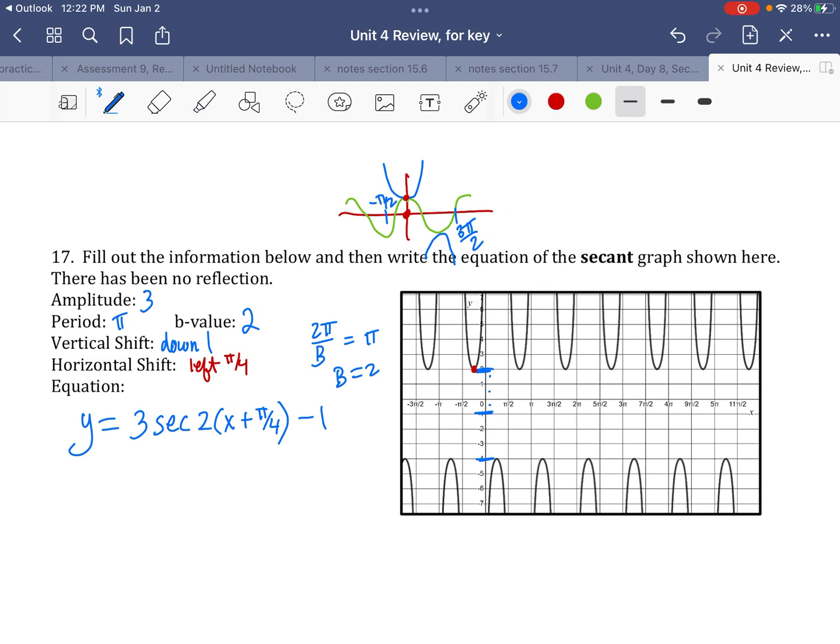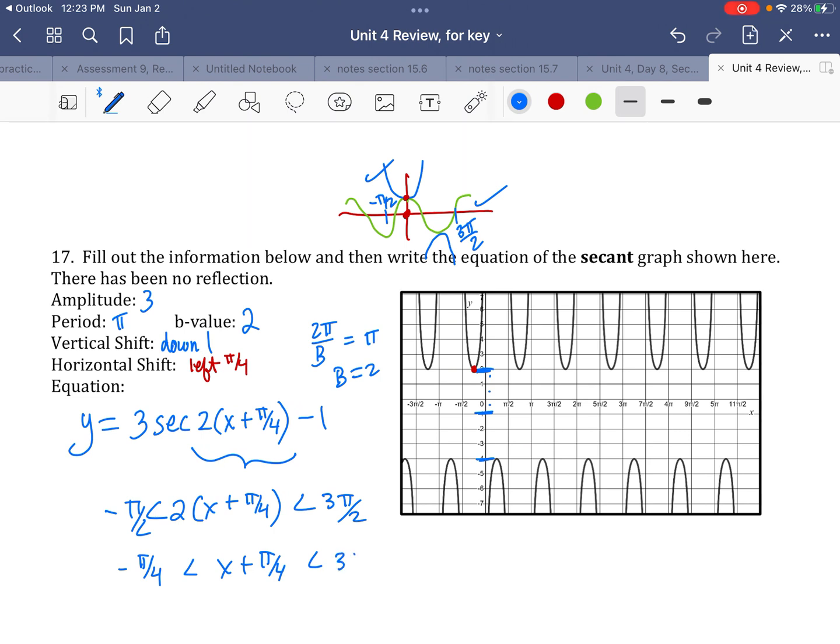Okay, so let's check these asymptotes, these two right here. So I have 2 times x plus pi over 4. Let's put that between the original asymptotes that I knew were there to start with. So negative pi over 2 and positive 3 pi over 2. So let's divide everything by 2. So that would be like multiplying by 1/2. So I get negative pi over 4. And then x plus pi over 4 would be here now. And then I would get 3 pi over 4. Now let's take away pi over 4. So take away pi over 4.